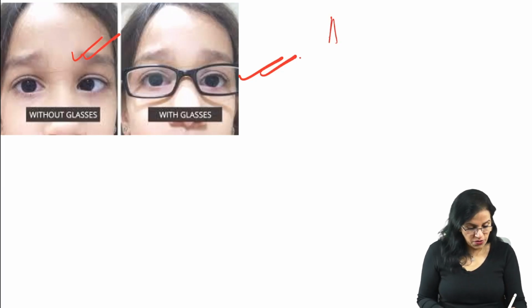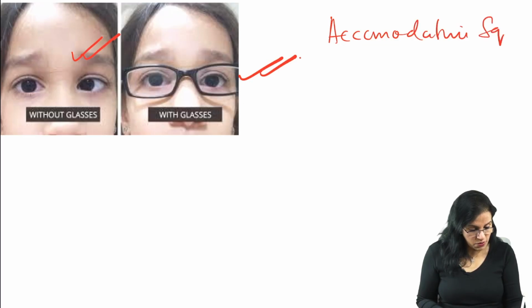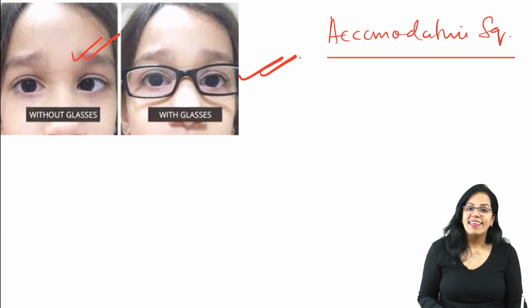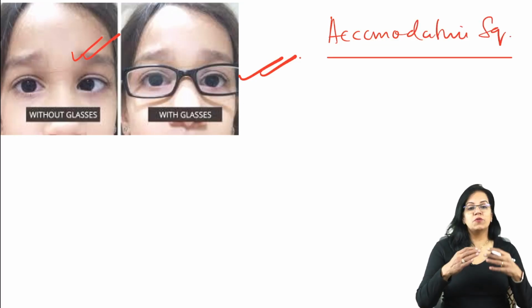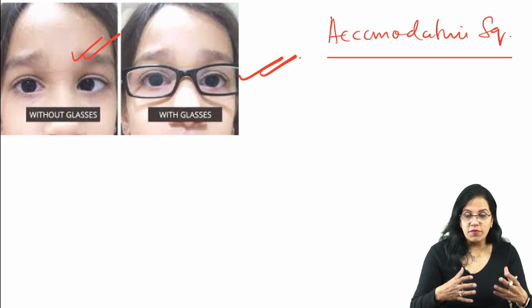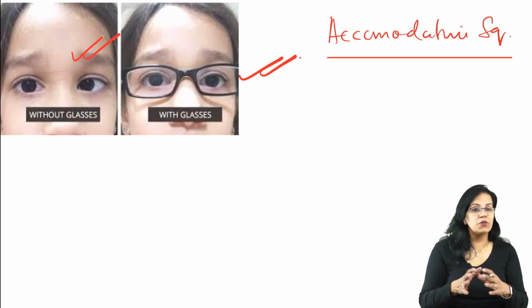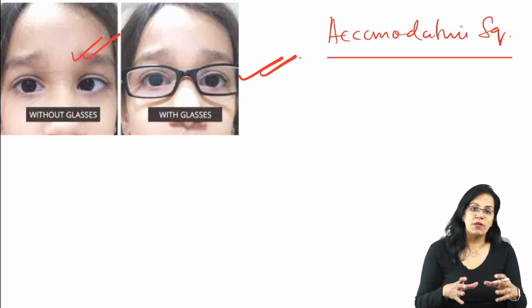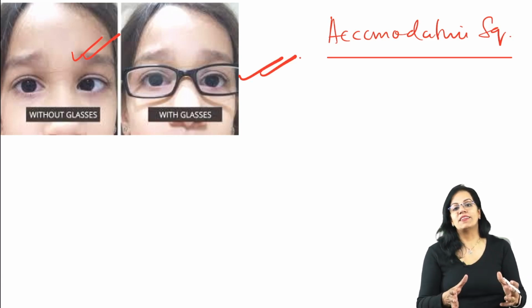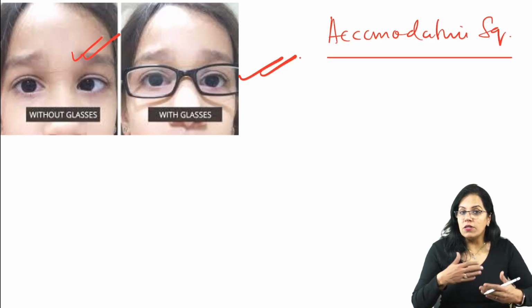So I want you all to revise your accommodative squint. They have asked you which refractive error? Accommodative squints are due to hypermetropia. Okay, I'll explain very quickly. If this child has a little higher hypermetropia, and she is not using specs, what is happening? What is hypermetropia? Less power in the eye. How can the eye increase its power by itself?